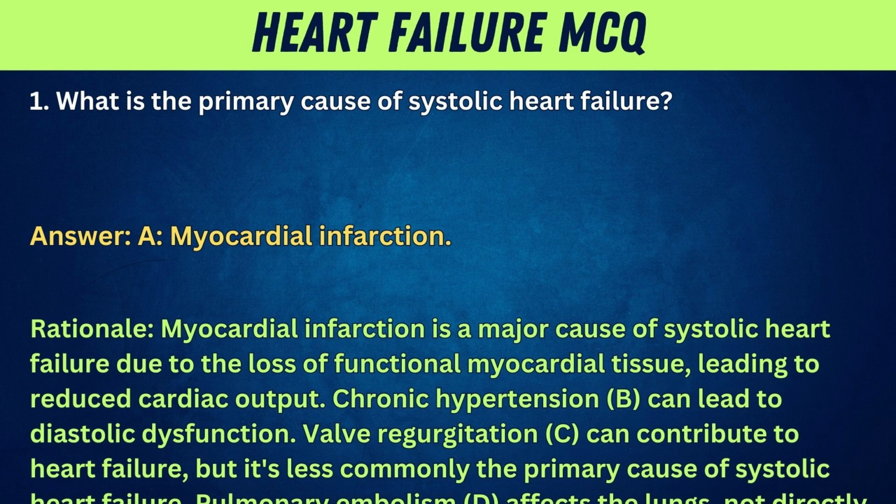Chronic hypertension, B, can lead to diastolic dysfunction. Valve regurgitation, C, can contribute to heart failure, but it's less commonly the primary cause of systolic heart failure. Pulmonary embolism, D, affects the lungs, not directly causing systolic heart failure.